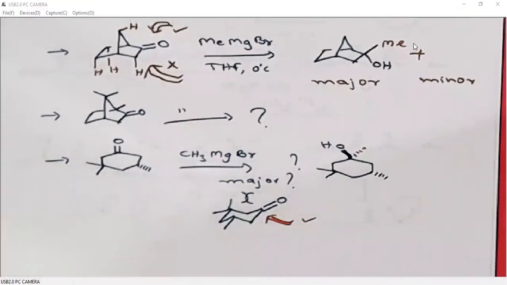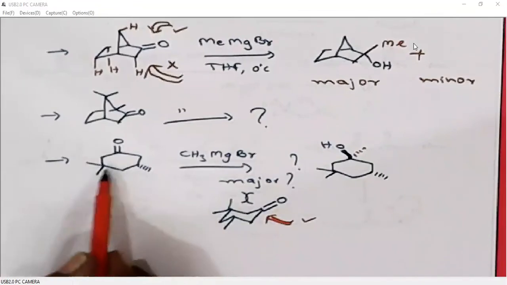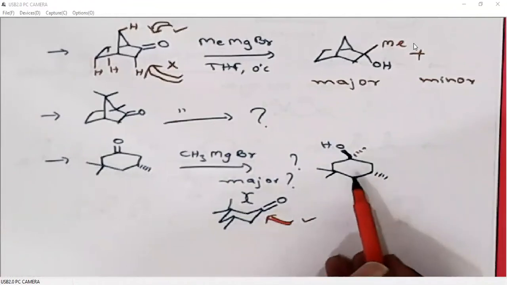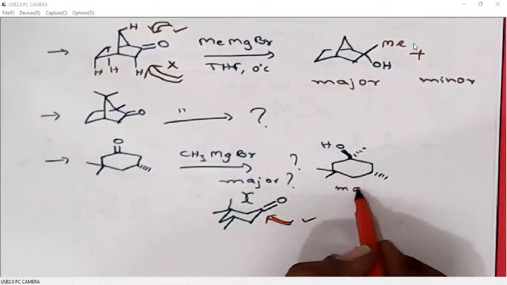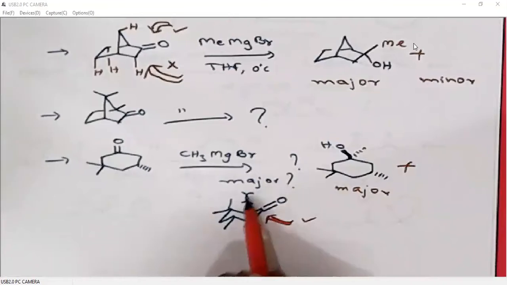Okay, right. So when we want to discuss the stereochemical outcome in cyclohexane derivatives, we must use chair conformation. From that we can explain what is the major product and what is the minor product. Here also there are two products possible, major product as well as minor product. Minor product means beta approach.